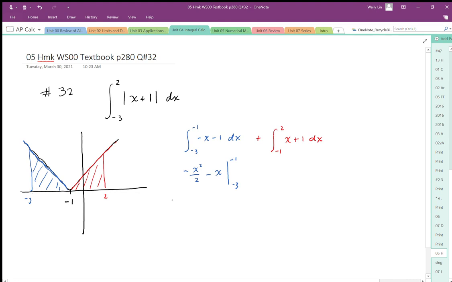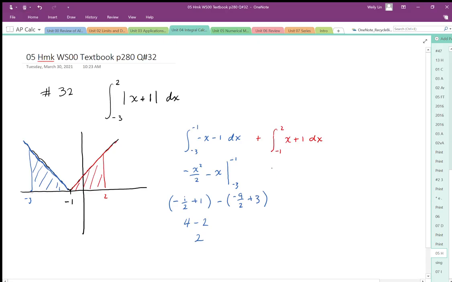Working out this integral, we end up with -1/2 minus -1, so +1, minus, this is going to be -9 over 2 minus -3, or +3. Okay, that's going to end up being -3. So I'm just going to simplify this. This is going to be -1/2, +4.5. So that's going to be +4, +1, -3, so -2. So this is going to be an area of 2.